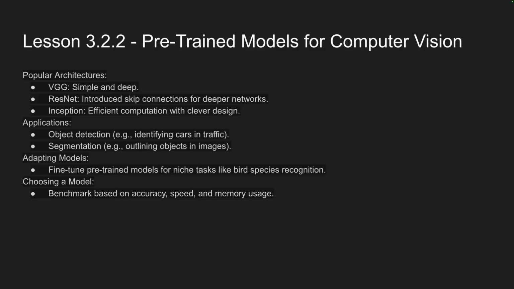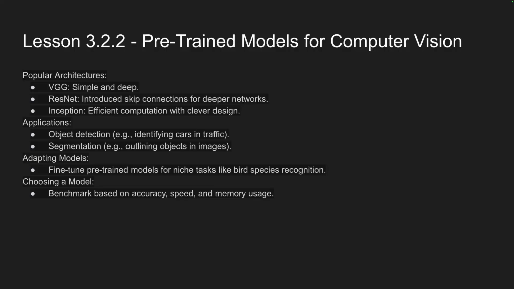Each of these architectures has its own strengths. For example, VGG is known for its simplicity and depth. ResNet introduced the concept of skip connections to handle very deep networks, and Inception uses clever tricks to make computations more efficient. Think of them as different tools in your toolbox. You pick the one that best fits your task.